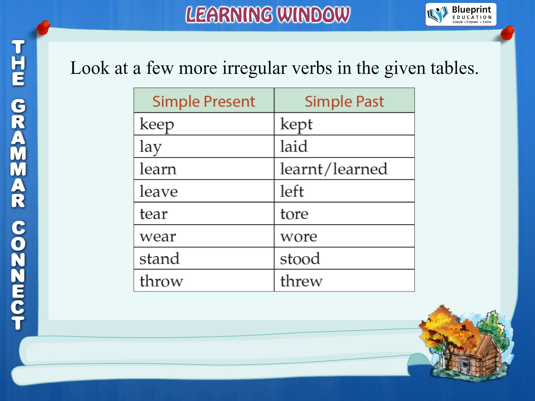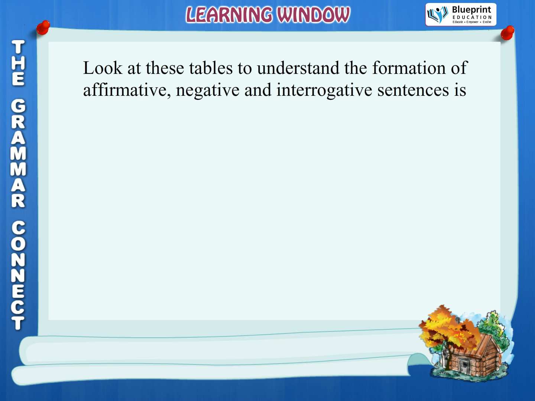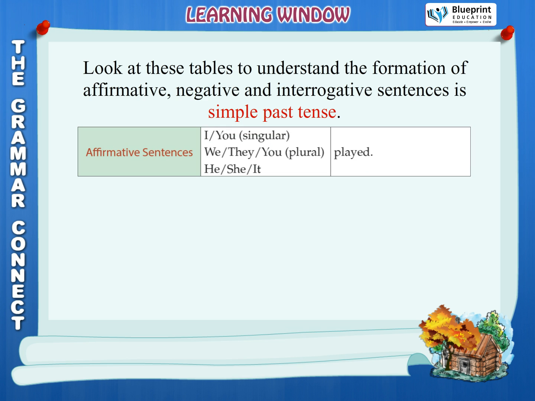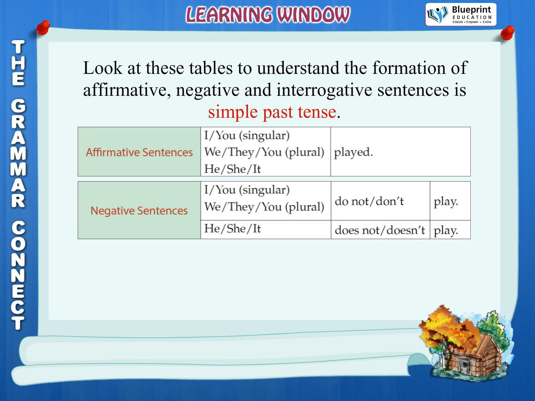Stand, stood. Throw, threw. Look at these tables to understand the formation of affirmative, negative, and interrogative sentences in simple past tense. Affirmative sentences: I, you singular, played. We, they, you plural, played. He, she, it, played. Negative sentences: I, you singular, did not, didn't play. We, they, you plural, did not, didn't play. He, she, it, did not, didn't play.